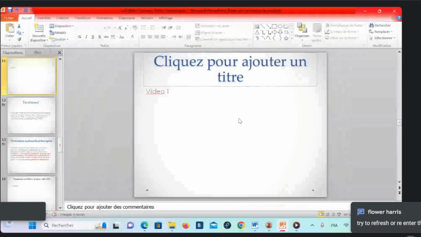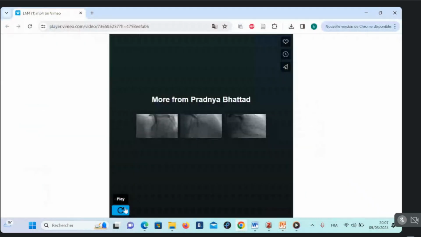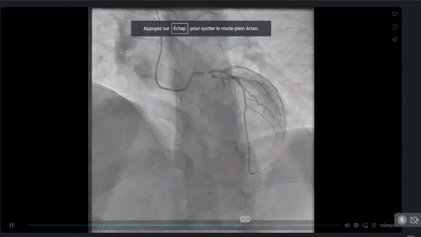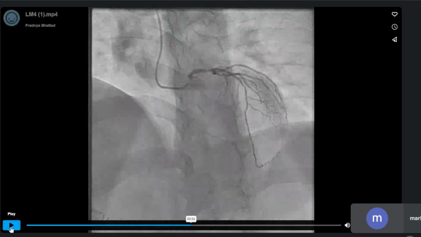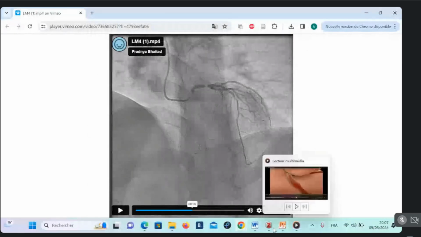Now I will share with you a video showing a severe disease in the mid left anterior descending artery. Okay, I will stop it here to see it clearly. Here, as you can see, we have a severe disease in the mid left anterior descending artery. Okay, we will go back to our presentation.